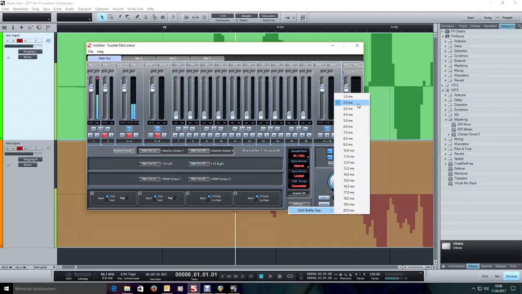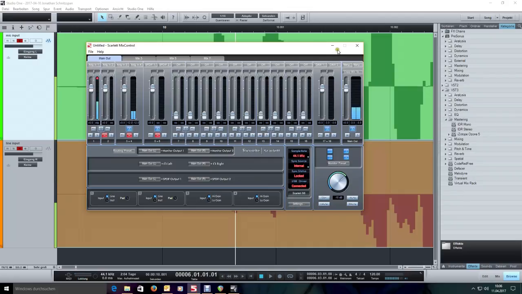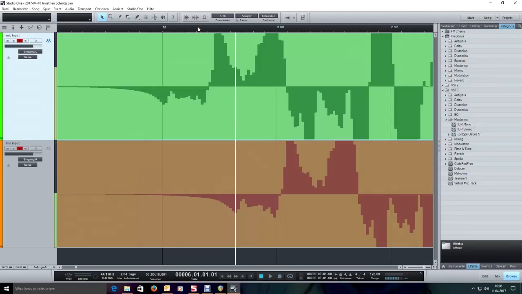I'll be honest, I don't know. I have no idea. Okay, but here we can see the direct monitoring, really, it's so fast. Do we really need to take it into consideration when we are looking for a new audio interface?